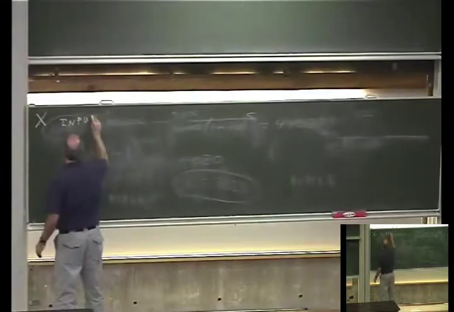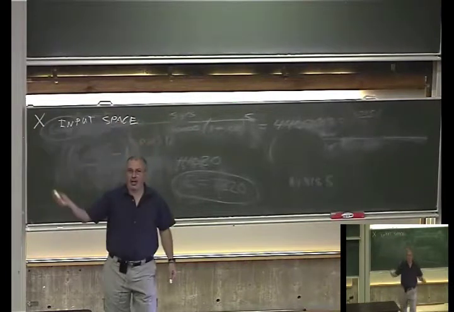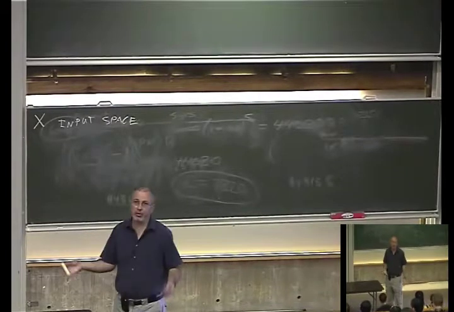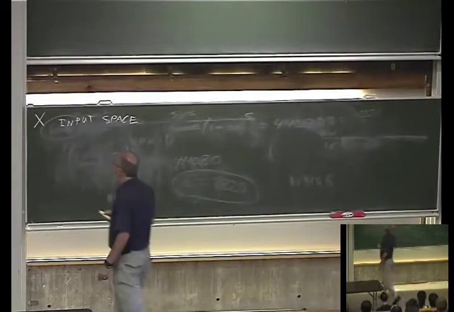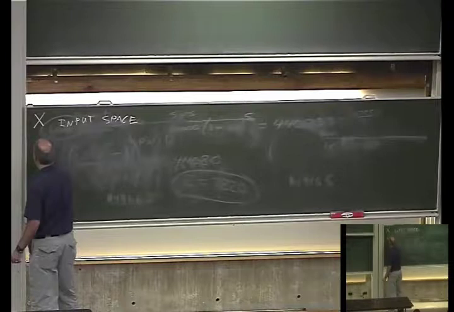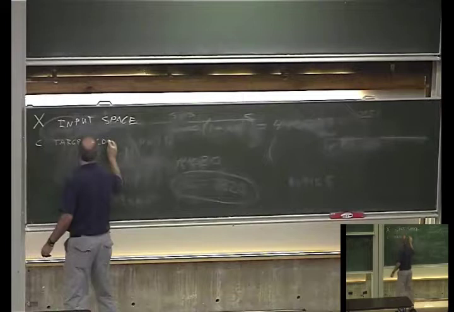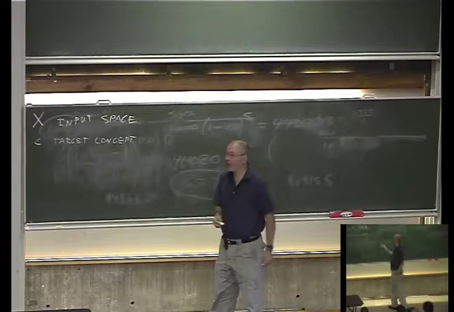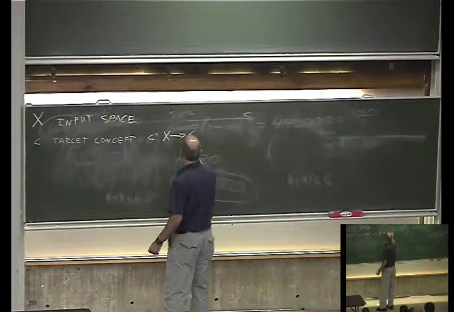X is our input space. We discussed cases where X was an image. It could be a sentence, it could be an acoustic wave sign, it could be a bunch of numbers, or it could be a set of attributes, as in the case we discussed in class. Small c is our target concept. As any other concept, it's a function from X to yes and no.